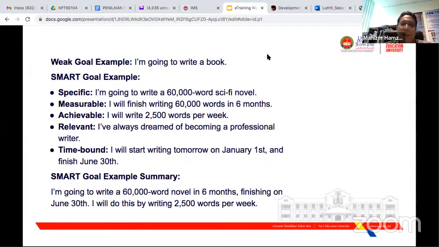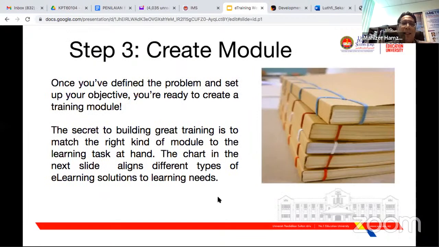And then time bound. Maybe this training will take 2 months. They are doing it online, so they can learn by themselves anytime they like. But by the end of the 2 months, they should finish their program. For example, start in January; at the end of February, they should finish everything. So for time bound, we set the time. This shows how you can get a more specific goal, instead of a general goal, by using SMART. And then step 3 is creating the module.